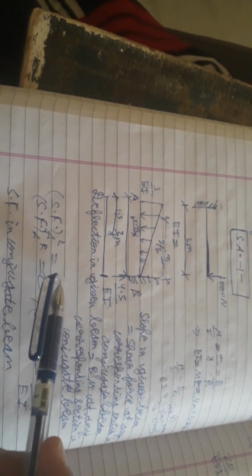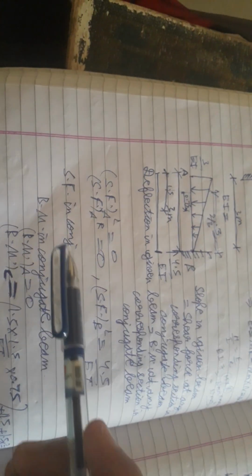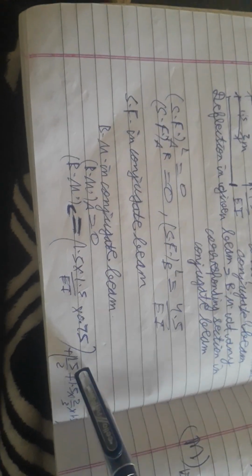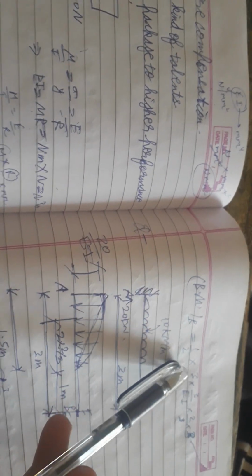Shear force at A left is equal to 0. Shear force at A right is equal to 0. Shear force at B left is equal to 4.5 by EI. Shear force in conjugate beam, then bending moment in conjugate beam: bending moment A is equal to 0, bending moment C is equal to 1.5 into 1.5 by EI into 0.75 plus 1.5 into 2 by 3 into 1.5. This can be the 2 by 3 part. Then bending moment B is equal to half into 3 into 3 by EI into 2 by 3 into 8.